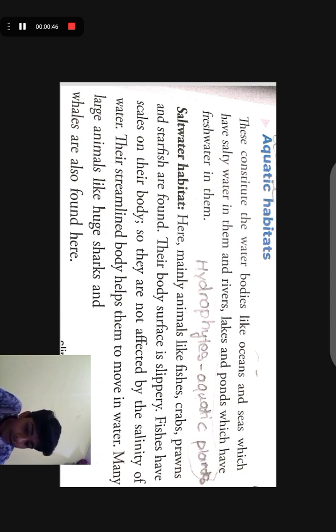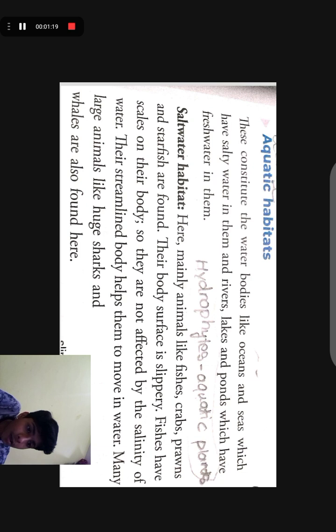Their body surface is slippery. Fishes have scales on their body, so they are not affected by the salinity of water. Their streamlined body helps them to move in water. Now I am going to tell you what a streamlined body is. Fishes have a streamlined body which offers least resistance to the flow of water past their bodies. This helps them to move in water easily and rapidly.